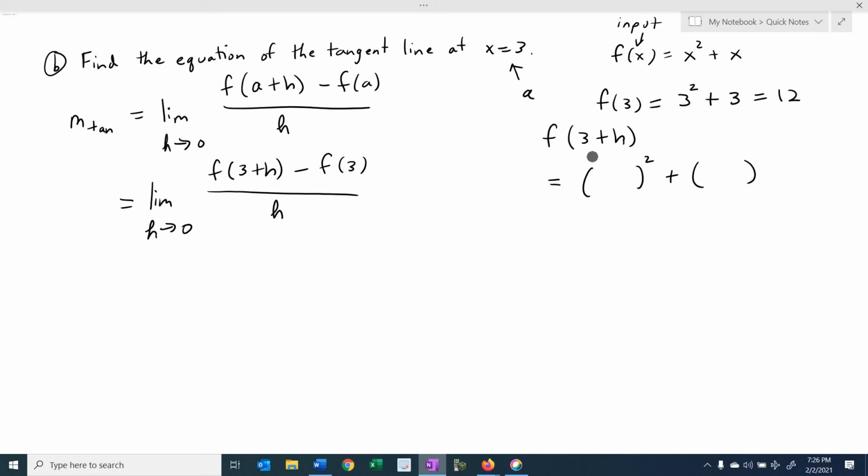Well, what are you putting into it now? Well, you're putting in 3 plus h. So it's going to take 3 plus h and square it, and then it's just going to add that to 3 plus h. Okay, so that's what you get out when you plug in 3 plus h into this function. Now, of course, we're going to have to FOIL this out.